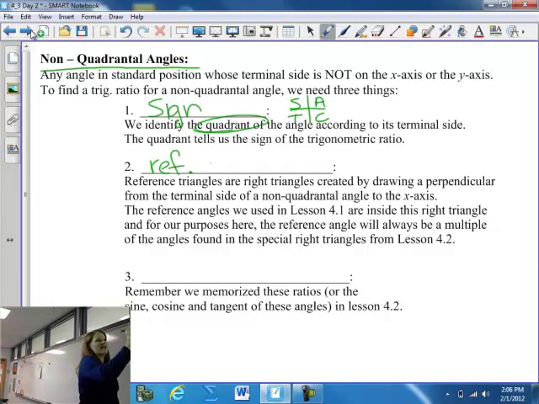The other thing that we need: we've been practicing reference angles, and we've been using them inside of reference triangles.